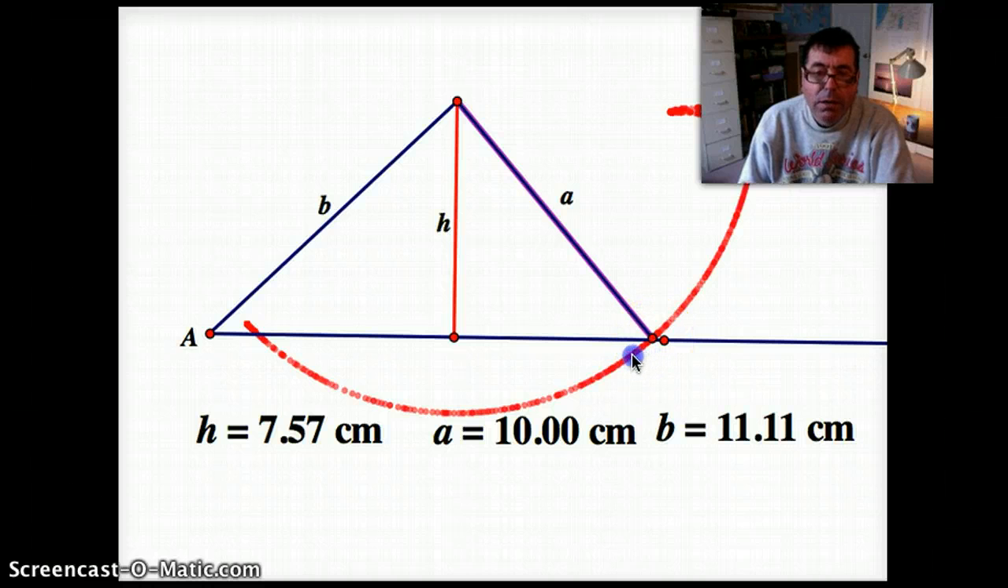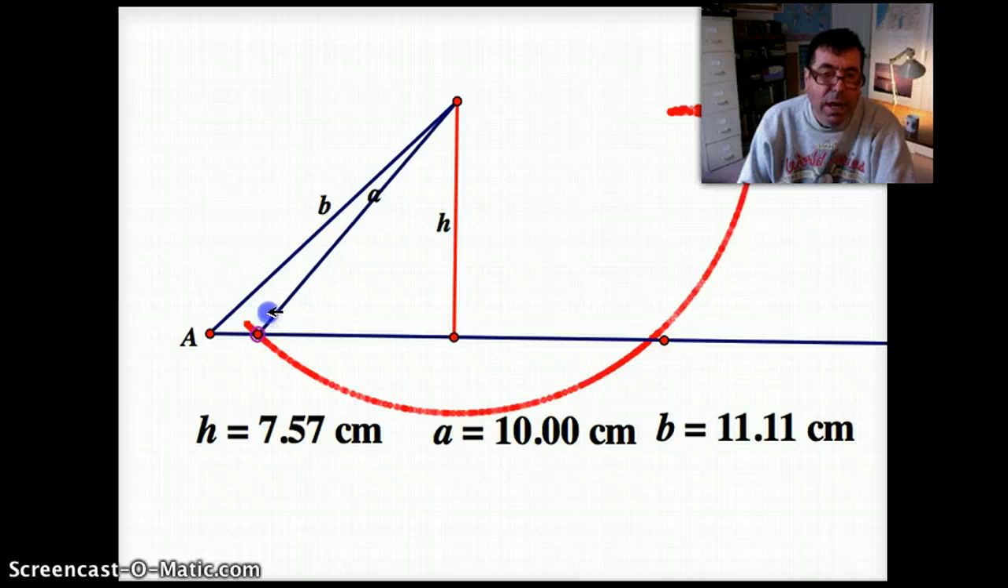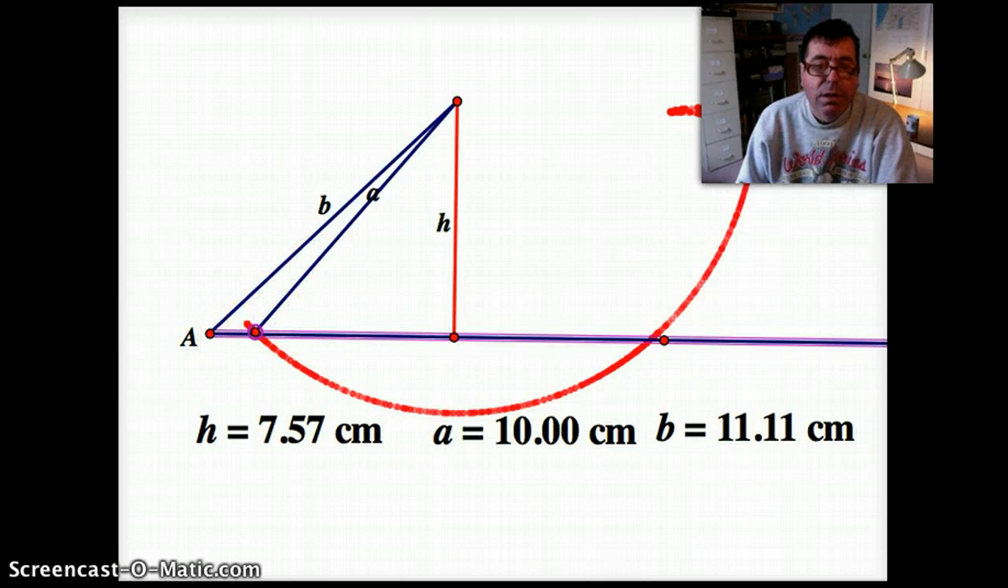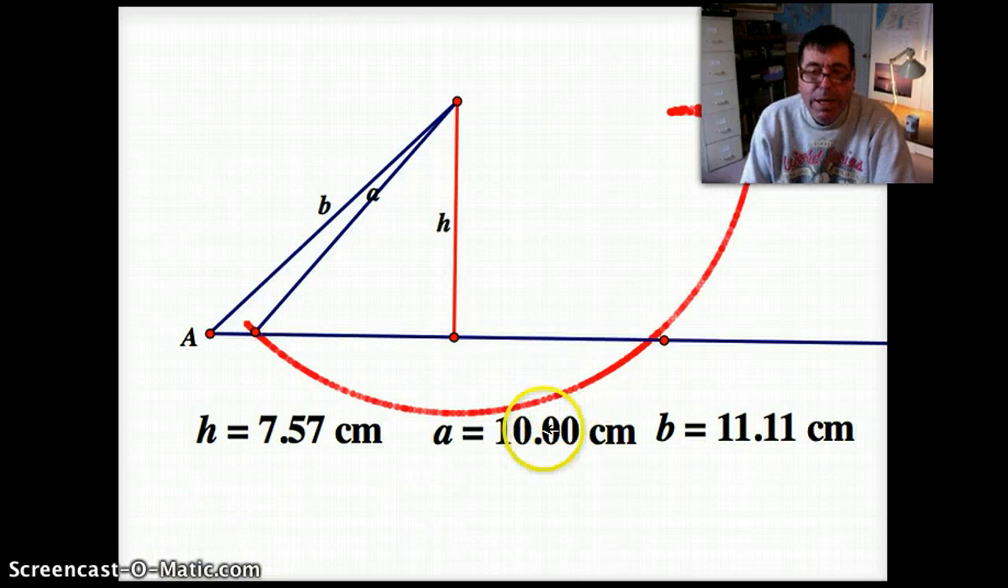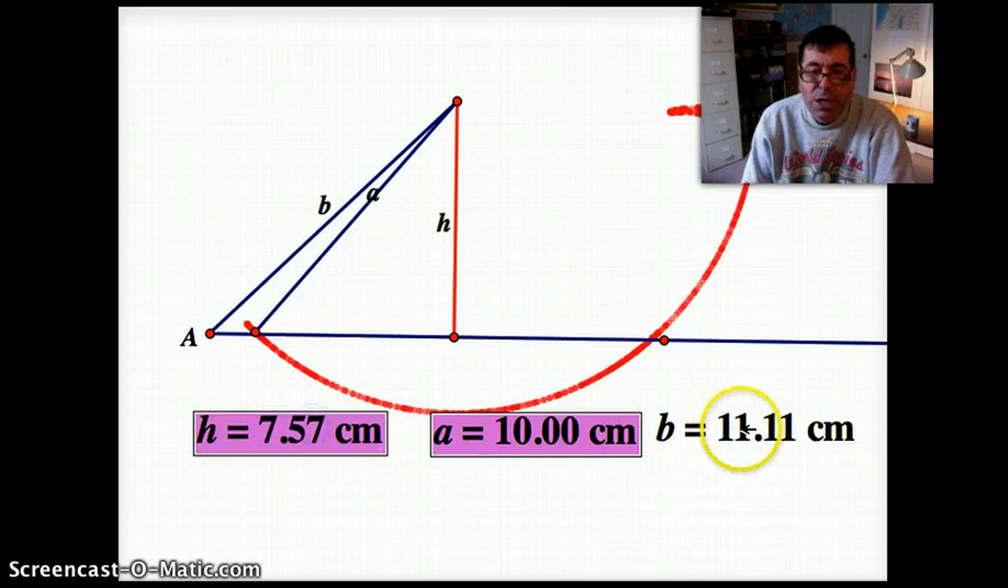The triangle would be A, B, C. When I move my a over here to a point that again lies on this bottom line, I have another triangle. It's a funny looking, very skinny triangle. Here I have A, B, C as well. So just remember, when a is between h and b, you have two different triangles.